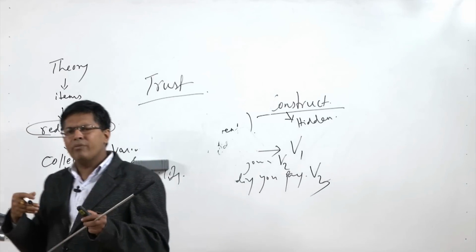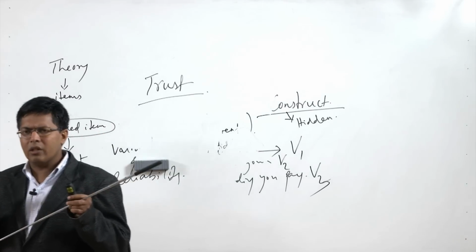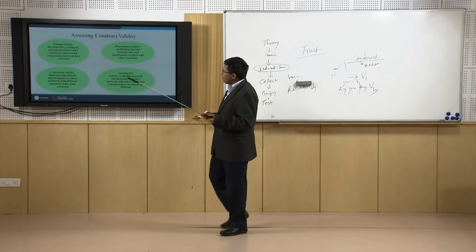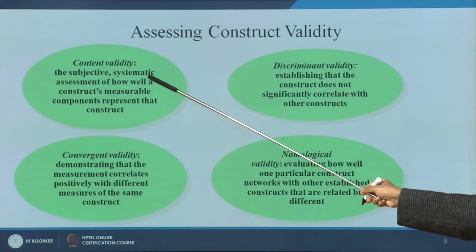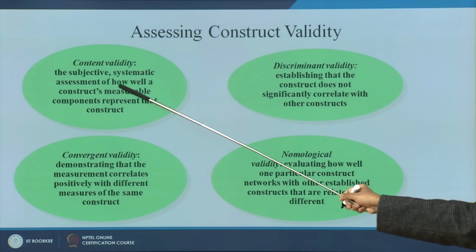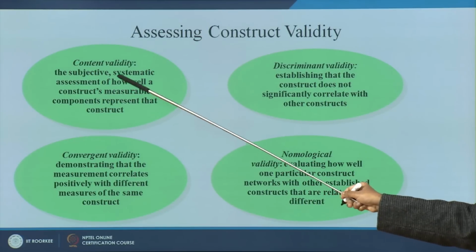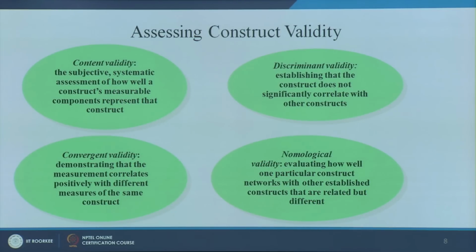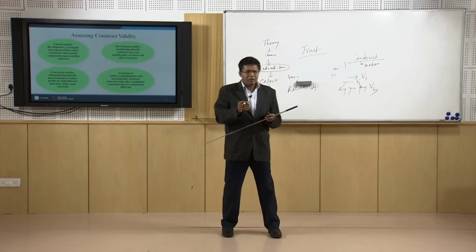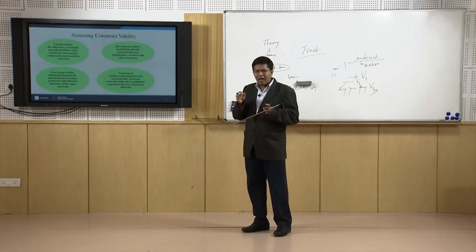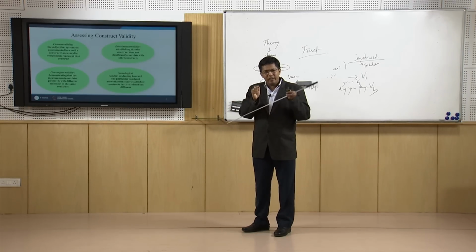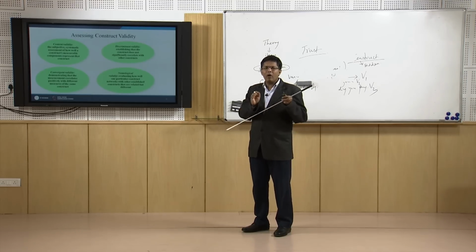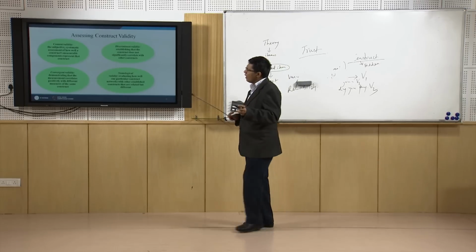Trust is the most frequently used construct, because it is used in every sphere. So, now what is content validity? It is the subjective, systematic assessment of how well a construct's measurable components represent that construct. That means the items that you are using, would they really help you in measuring that construct? Yes or no. That is what content validity says.